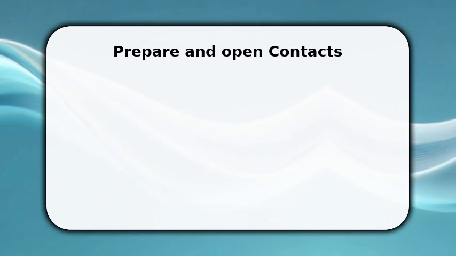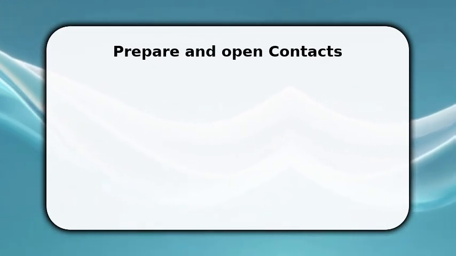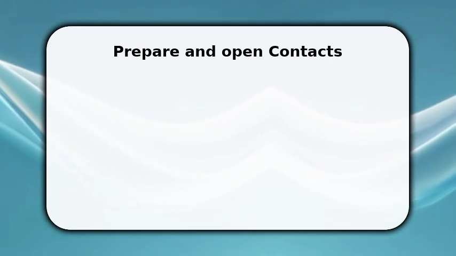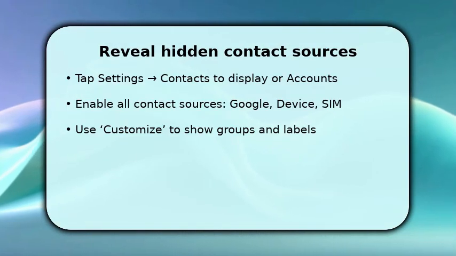This avoids lost changes. Next, tap the three-line menu or more to reach settings and account options, because the next step requires selecting which contacts to display. Now reveal which sources are hidden and why.